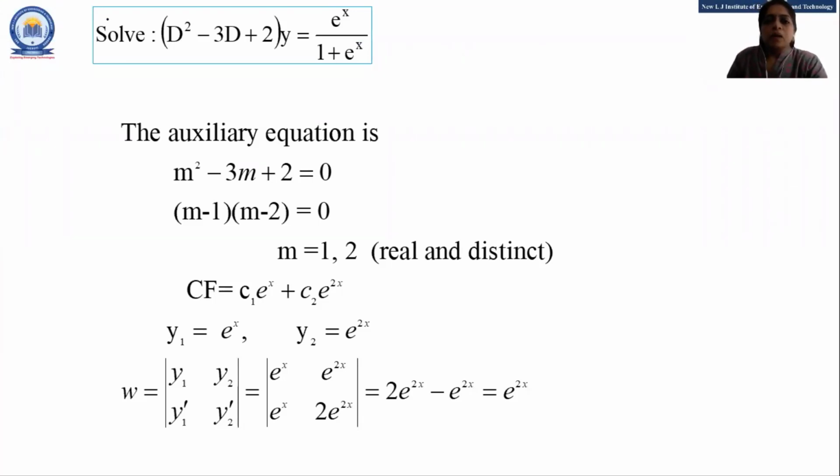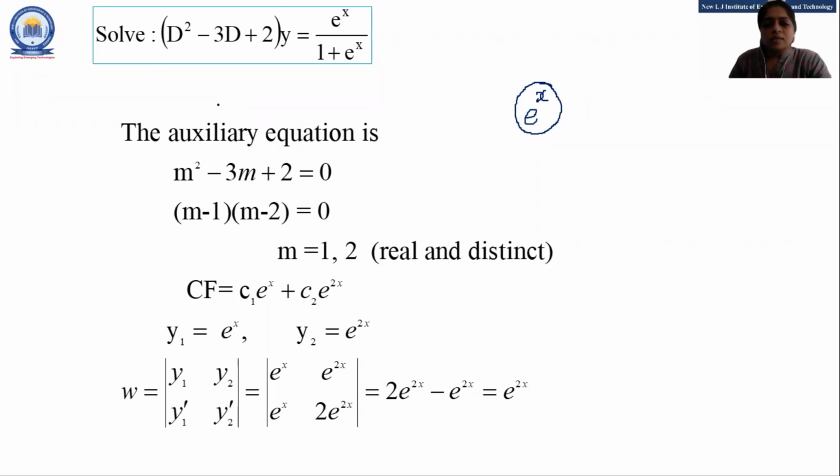Okay, so let's start. What is the differential equation? D square minus 3D plus 2 into y is equal to e raised to x upon 1 plus e raised to x. Students, in this example our right hand side has e raised to x, and you know the method for the exponential term, right? But here the exponential term is in fraction form. An example like this has already been asked in GTU at least 3 to 4 times, so it is a most important example.